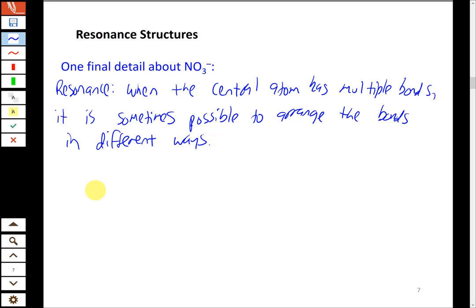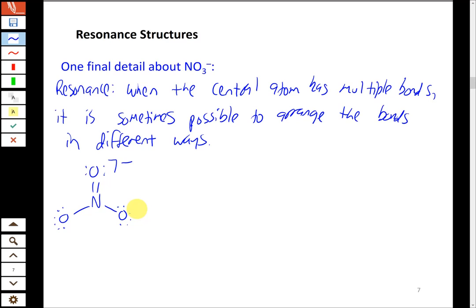So for NO3-, we drew this structure here as our best Lewis structure. We had to have some formal charges. That was unavoidable, as we saw. But we completed the octet rule on all the atoms, and the formal charges were as minimum as they could be. So that was the structure we drew. Now you may have already been wondering, why did I put the double bond between this nitrogen and this oxygen? Why not put it between these two or these two?